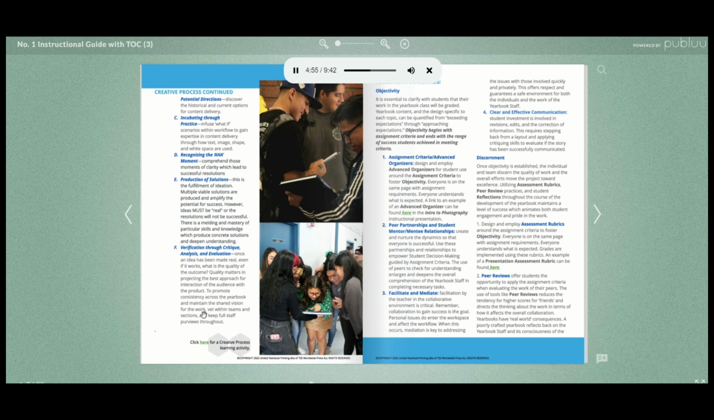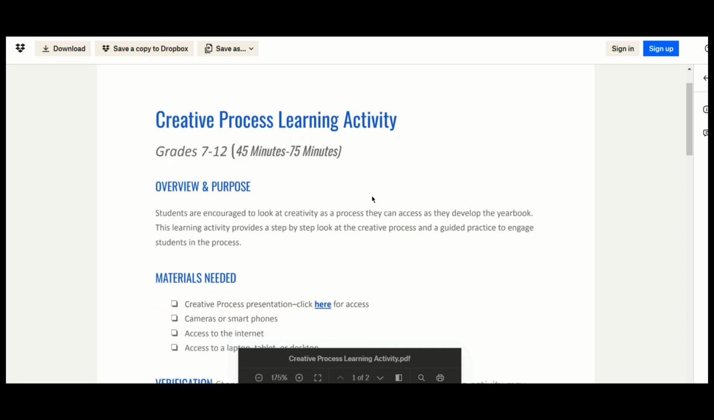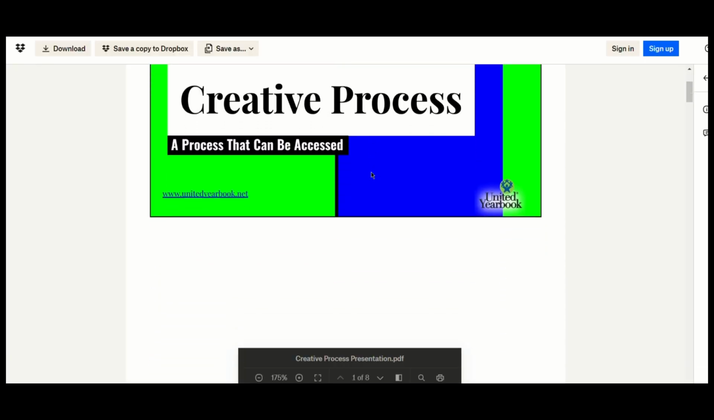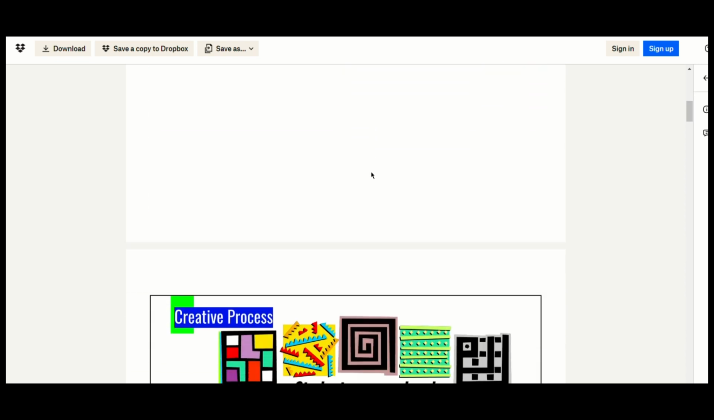The learning activity here also includes a presentation you can use in class. This will help students understand the creative process, how to nurture the ideas that come to mind, and how to put those ideas to the test.